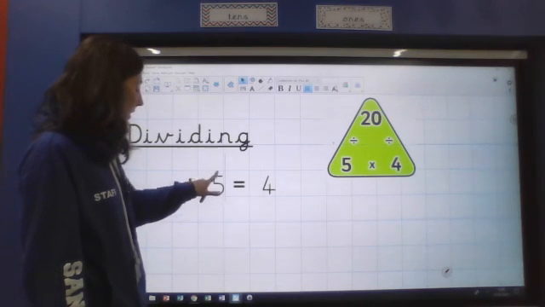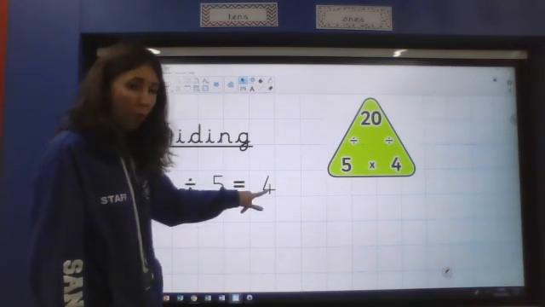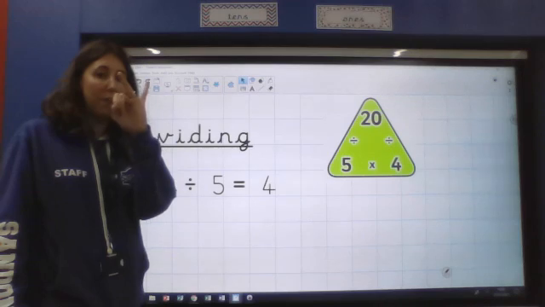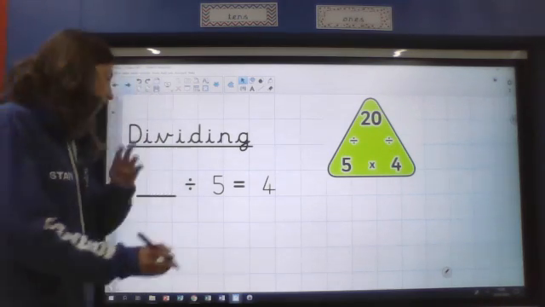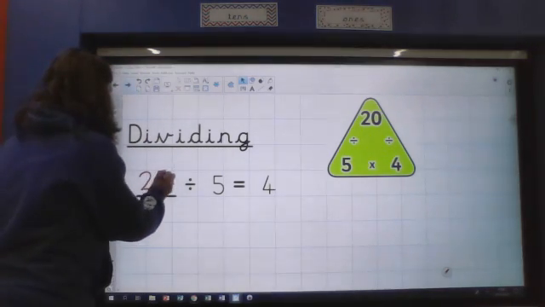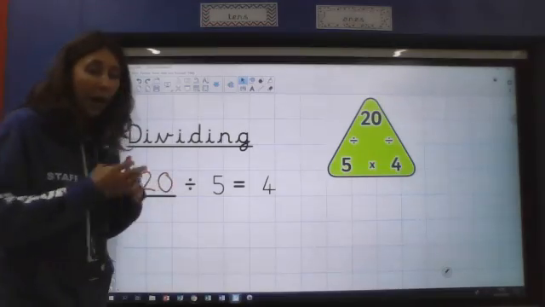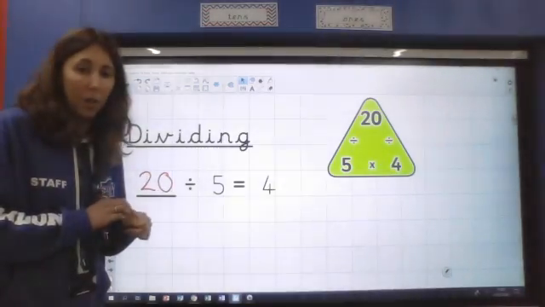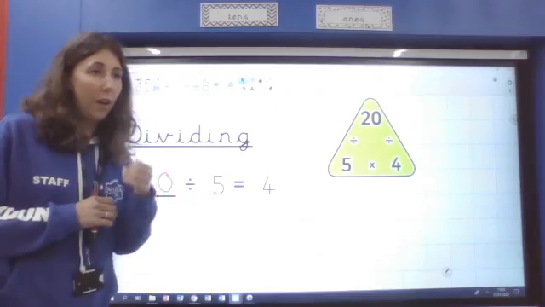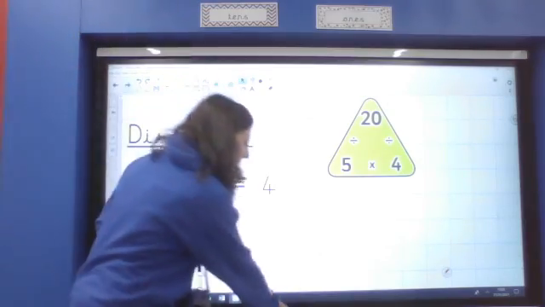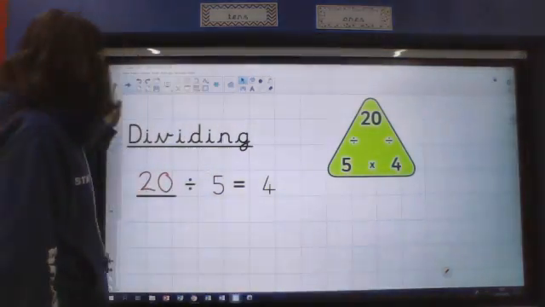So this time I've got to count in fives 4 times. 5, 10, 15, 20. Okay, when I want to get a bigger number, I have to multiply. When I want to get a smaller number, I have to count and stop when I get to that bigger number, don't I?